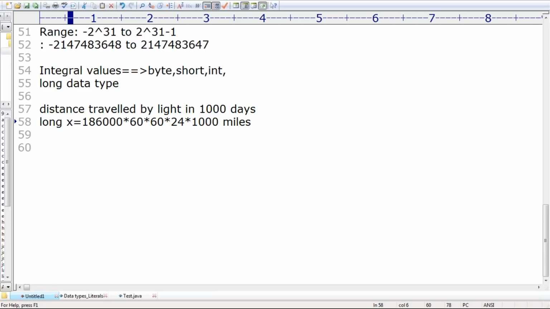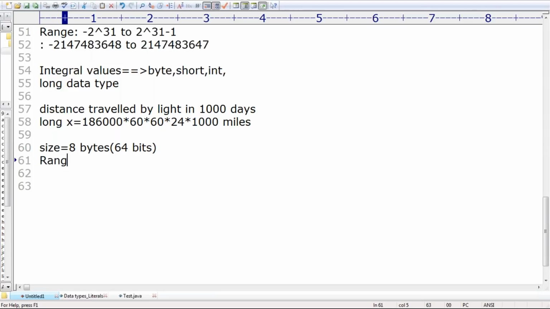Okay, clear. What is the size of long? Do you know? 8 bytes. 8 bytes means 64 bits. Are you getting it? The size is 8 bytes, which means 64 bits. Remember this one. Is it clear?